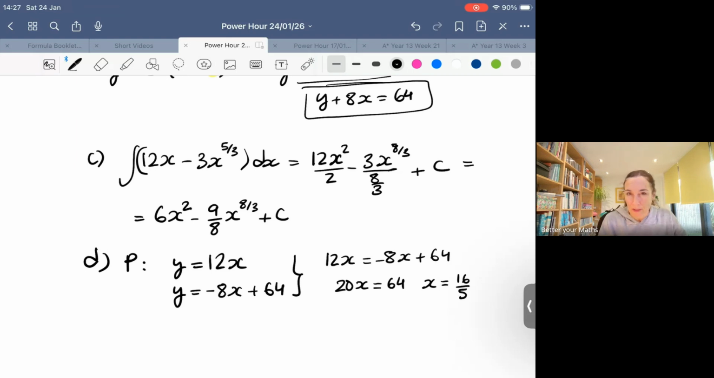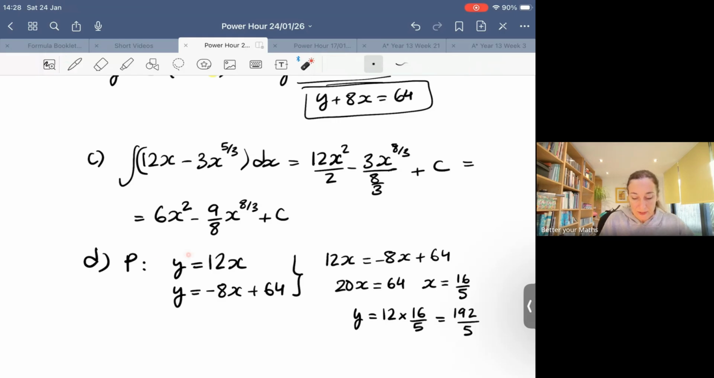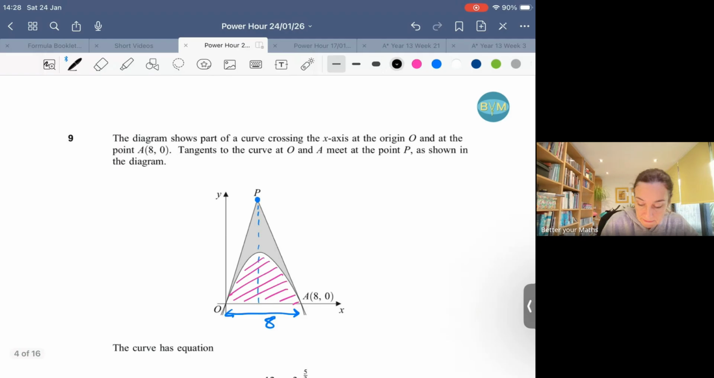That's the x coordinate of point P, but it's not the y. I want the y. So that's 16/5. So the y is going to be 12 times that, which is 192 over 5. I'm using this equation, you can use either, but this is the height of our triangle. So this point is 16/5 and 192 over 5. The height of the triangle is going to be the y.